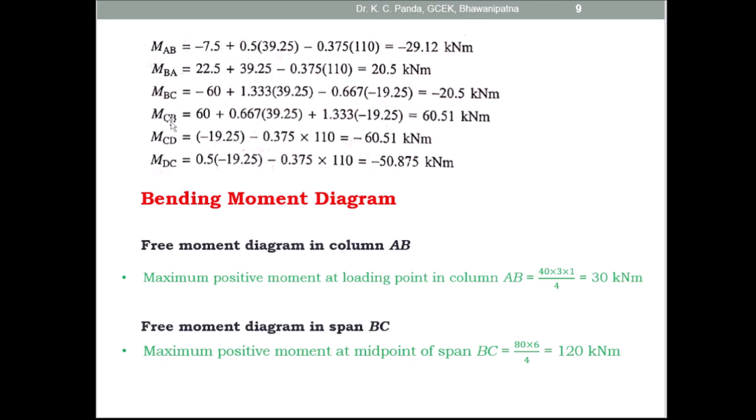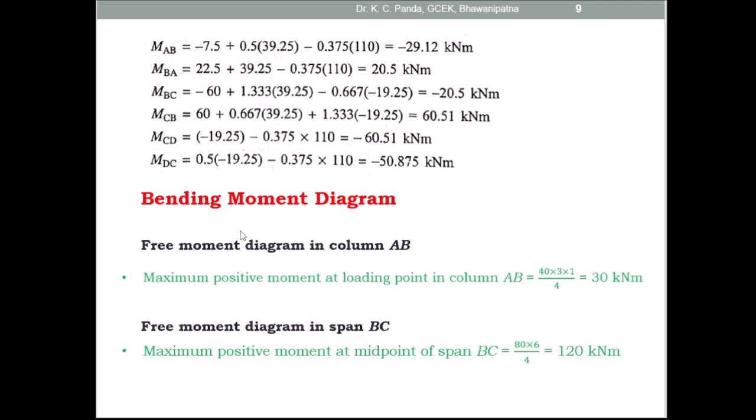So you check it: MCB plus MCD should be 0. MCB here you see is 60.51 and MCD is minus 60.51. So the sum of these two moments is equal to 0. Similarly, at joint B the sum of the moments is equal to 0. MBA plus MBC is equal to 0. So MBA here you got 20.5 and MBC you got minus 20.5. The sum of these two moments is equal to 0. The final moments that you are getting from the slope deflection equation are correct.